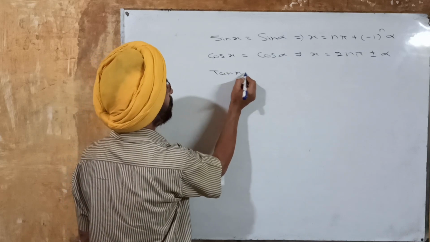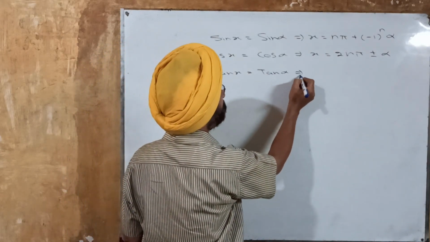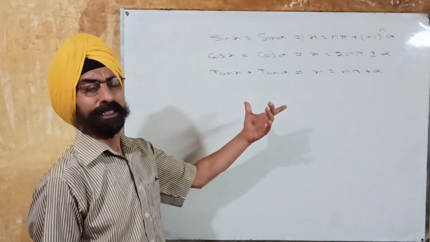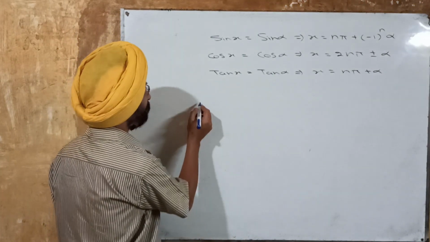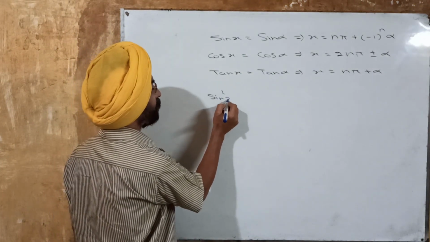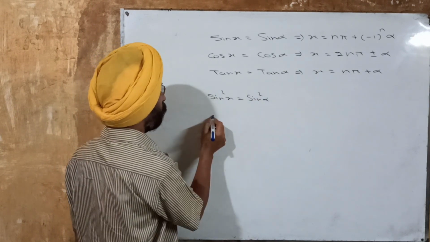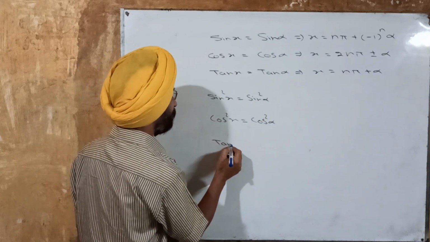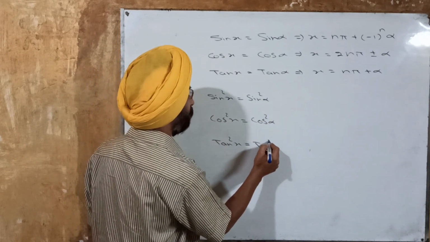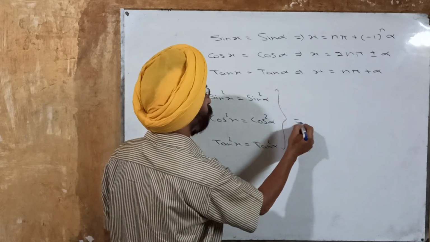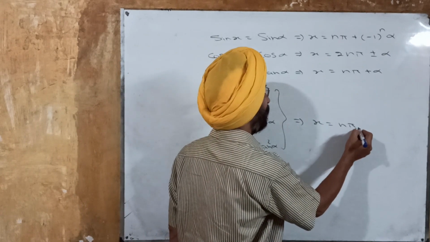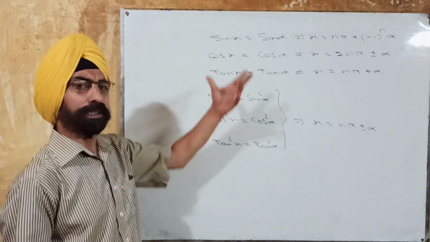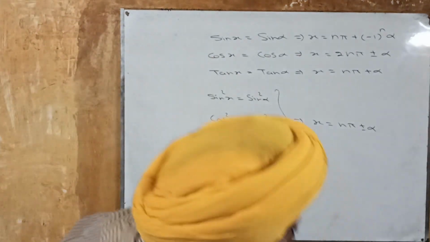Tan x is equal to tan alpha gives x is equal to n pi plus alpha, as the period of the function tan x is pi. And sin square x is equal to sin square alpha, or cos square x is equal to cos square alpha, or tan square x is equal to tan square alpha, they all give the same solution, that is x is equal to n pi plus minus alpha. So these are the basic results using which we will solve some questions from trigonometric equations.